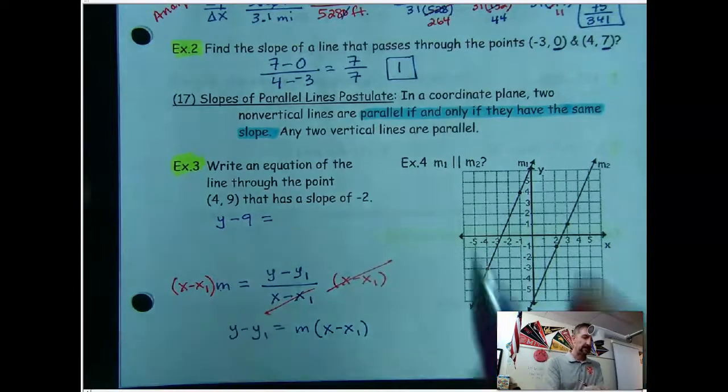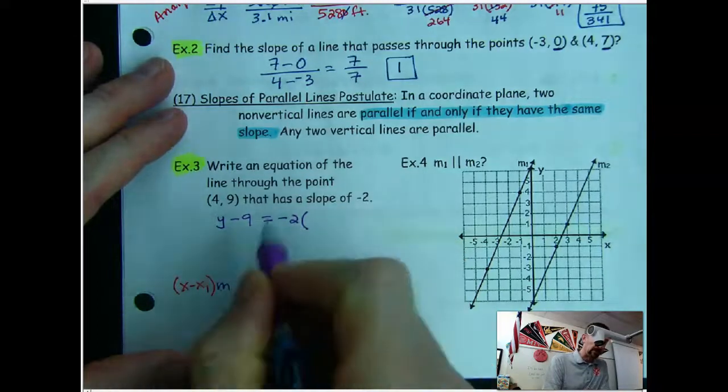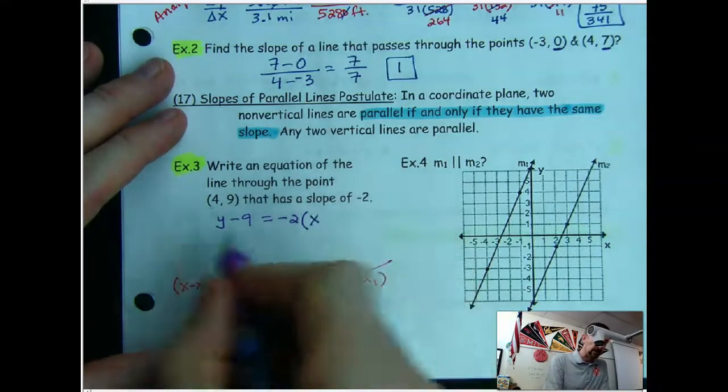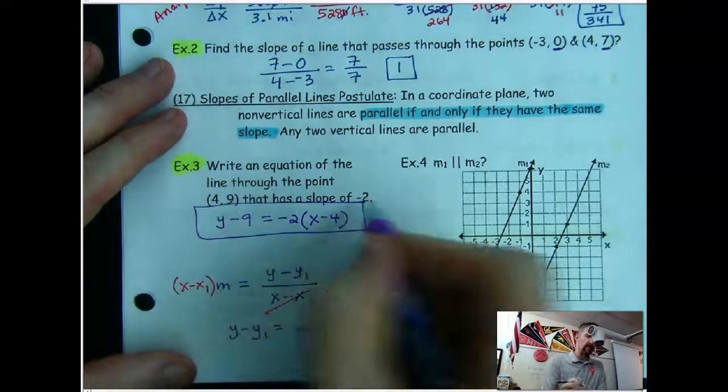And then the slope is negative 2, so you're going to have negative 2. And then x and the opposite of x, that's going to be minus 4. And that's it, and you're done. You don't have to do anything else.